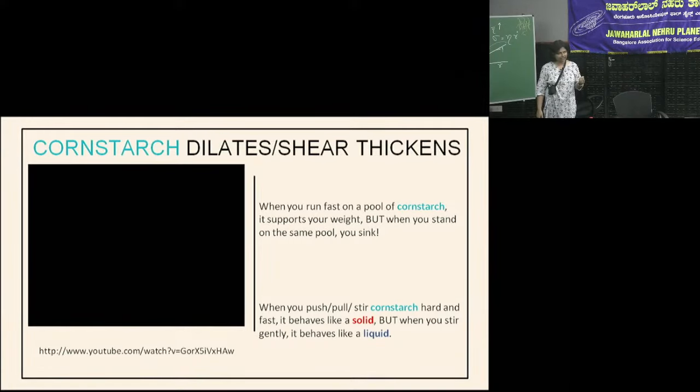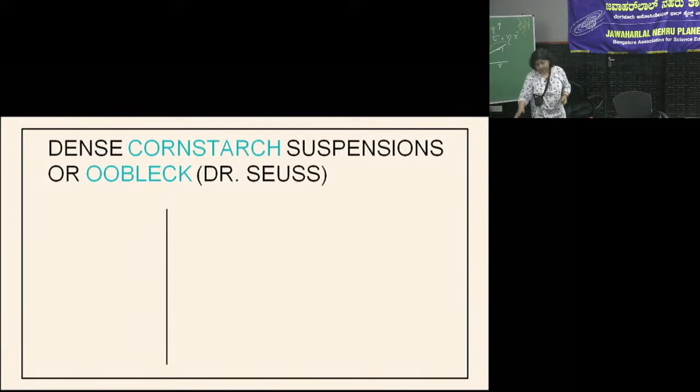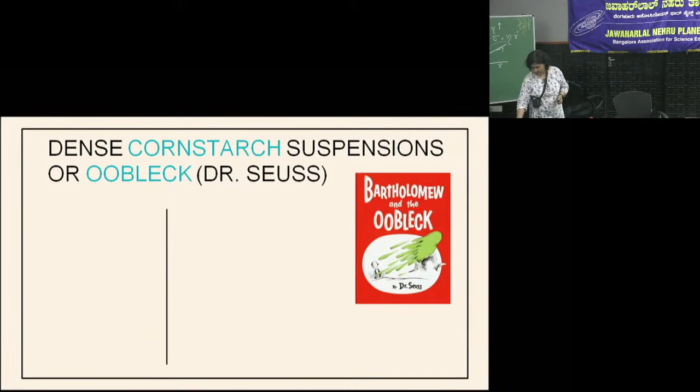But when you stir it gently, it's a liquid. Now, why does this happen? The cornstarch suspensions that we have are very dense. These dense cornstarch suspensions are also called oobleck, as immortalized by Dr. Seuss in his beautiful book, Bartholomew and the Oobleck, where the oobleck was really cornstarch, but it was depicted as this green-colored monster that was completely out of control.